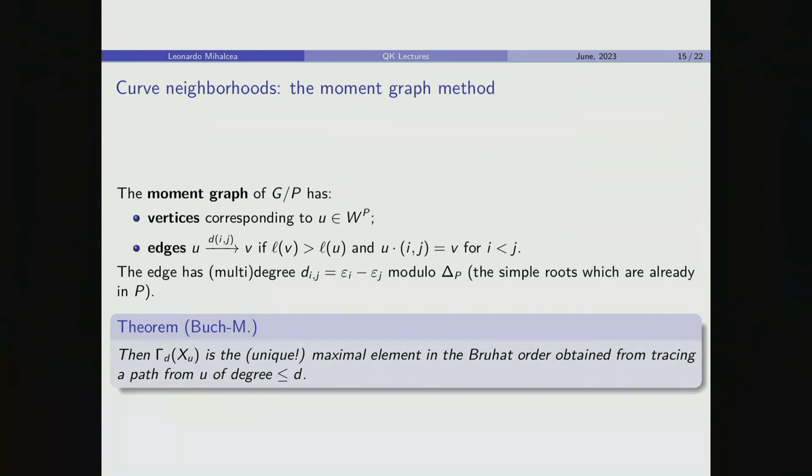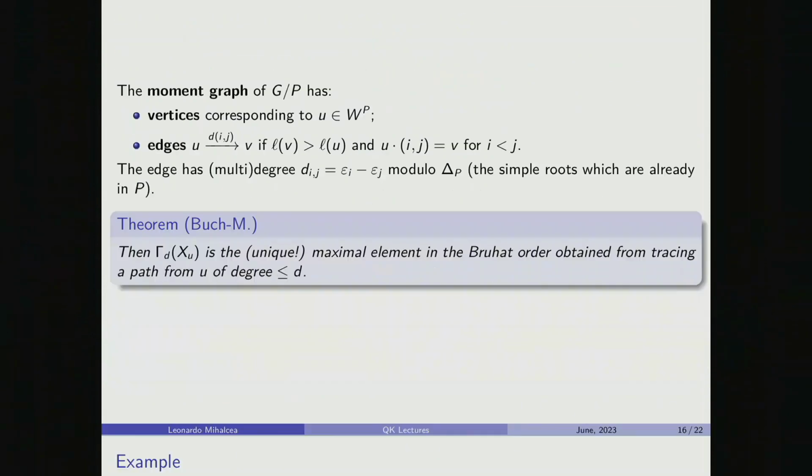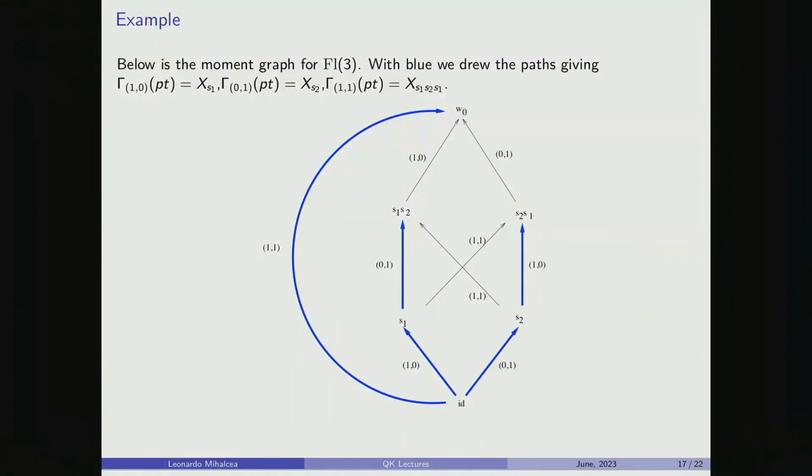Then the theorem of Anders and myself is that the curved neighborhood has the Weyl group element which is the unique maximal element in the Bruhat order, obtained from paths starting from U and traveling up in the Bruhat graph with degree less than or equal to D. I'll show you an example in a moment. So here's the moment graph for FL3.